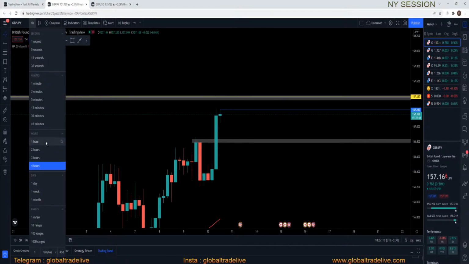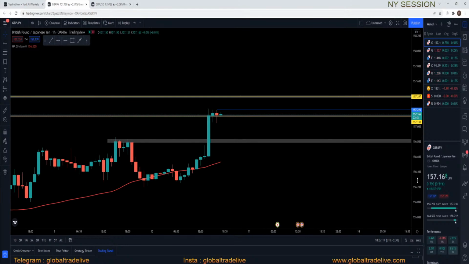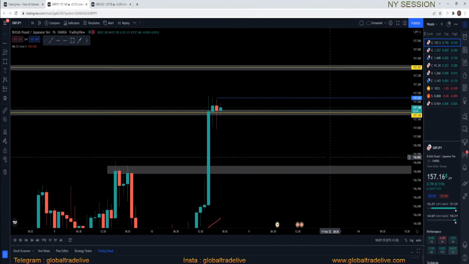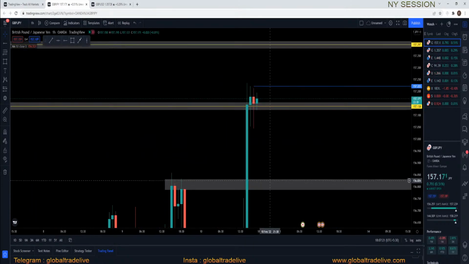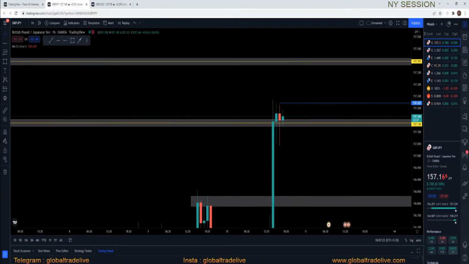If we talk about the 1 hour now, the best idea is there in the 1 hour only. So all the time frames are bullish in GBP JPY. Maybe that's why the 15-minute time frame didn't work out well for me.